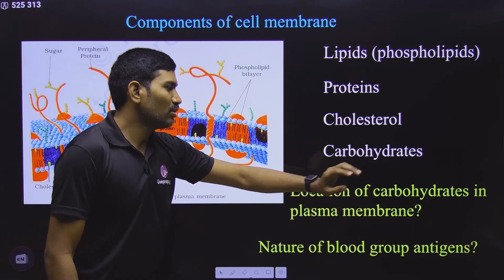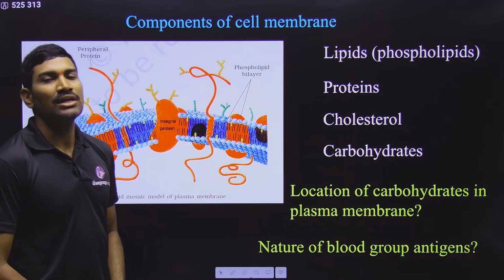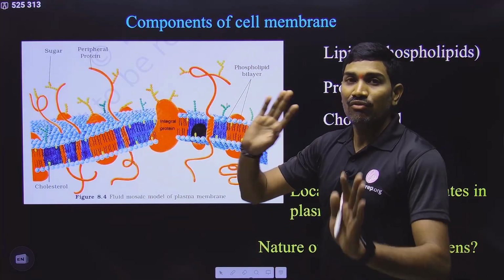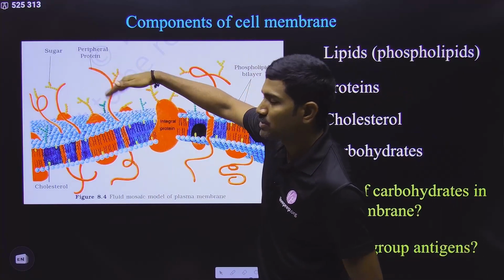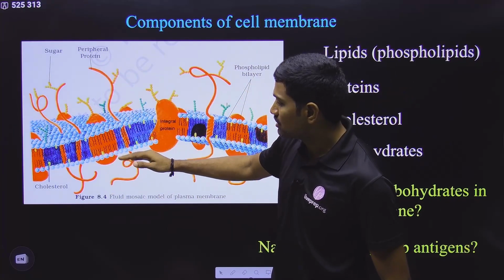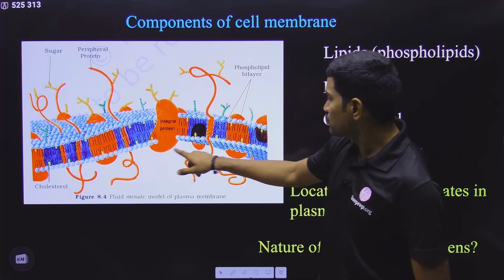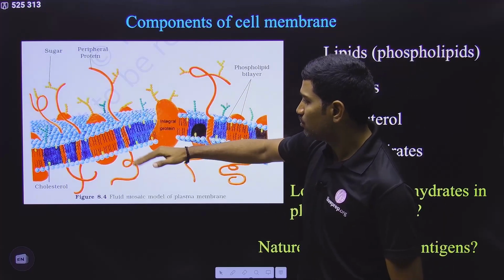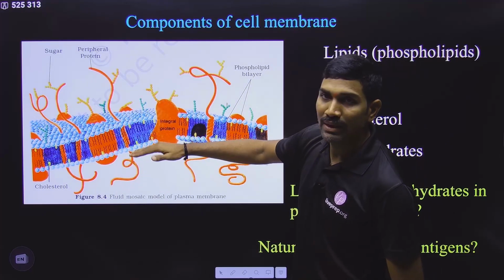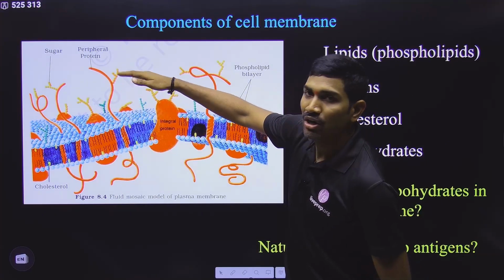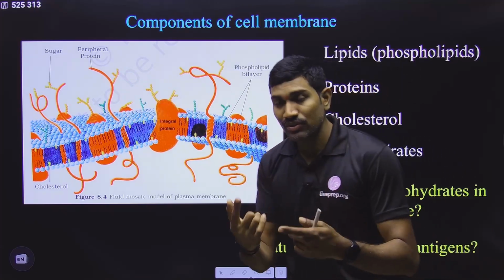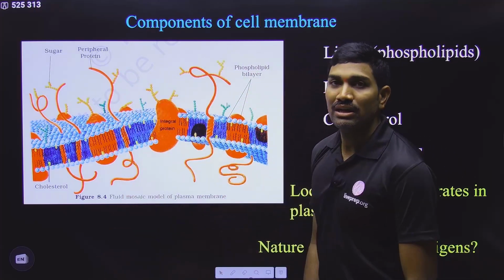Now we will see what is the location of the carbohydrates in the plasma membrane. This is the NCERT diagram, right? In this diagram, this is the exoplasmic side, outside the cell. This side is towards the cytoplasm, so it is called the cytoplasmic phase. The bottom side in this diagram is facing the cytoplasm, which is why it is called the cytoplasmic phase. This side is outside the cell, so it is called the exoplasmic phase. First you need to know the names, then only you can answer my question.